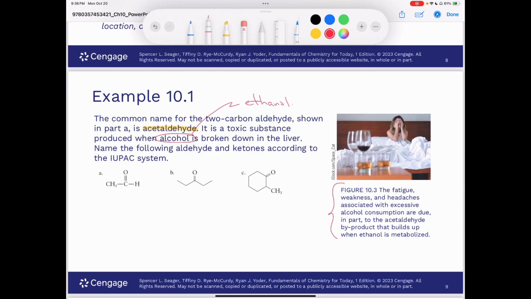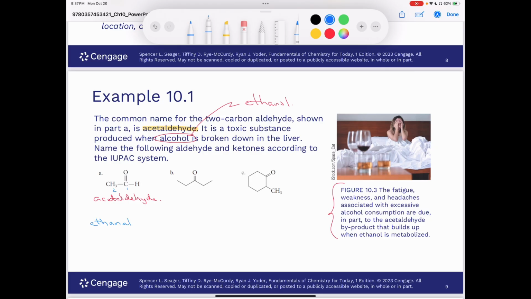Anyhow, it says name the following aldehyde and ketones according to the IUPAC system. So the first one, they told us that the common name is acetaldehyde, but there are only two carbons in this compound, one, two. And we know that if we have a two carbon alkane, the name is ethane. And so what we do is we drop off the e and replace it with al for an aldehyde. And so the IUPAC name, or the systematic name, is ethanal.